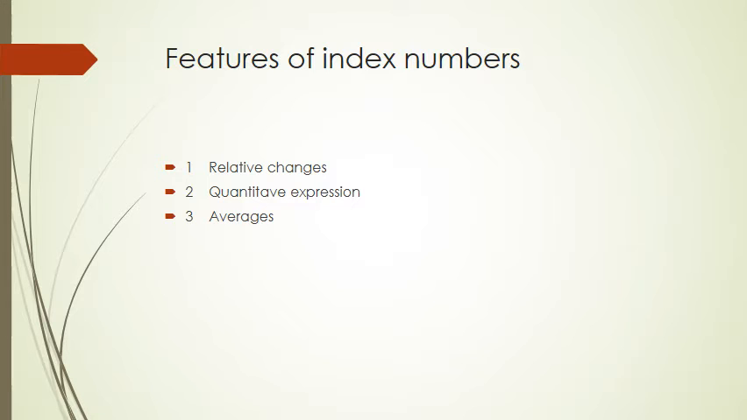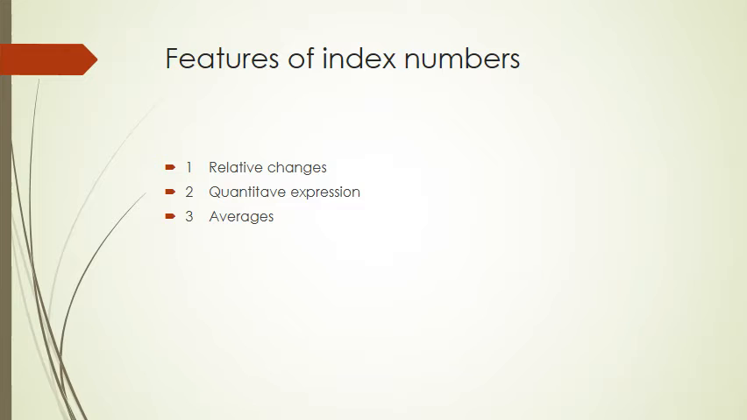Secondly, quantitative expression. The index numbers are not qualitative statements like prices are rising or falling. Rather, they tell a precise measurement of quantitative changes in the concerned variables over time. For example, index of prices will tell us that between the year 2018 and 19, the prices have risen by 7%. National income has risen by 3.5% during the period.